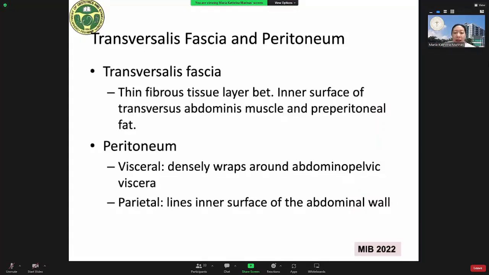The transversalis fascia is a thin fibrous tissue layer between the inner surface of the transversus abdominis muscle and the preperitoneal fat. The peritoneum contains a single layer of epithelial cells and a supporting connective tissue. And it is divided into the visceral and the parietal peritoneum.